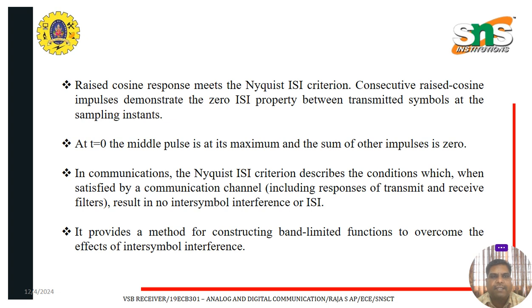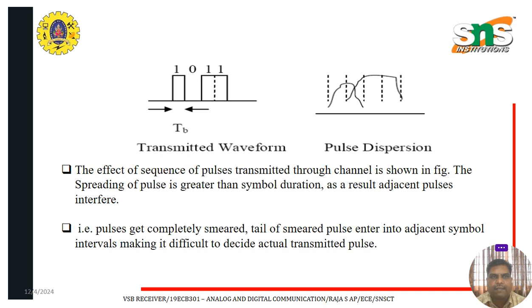Consecutive raised cosine impulses demonstrate the zero ISI property between transmitted symbols at the sampling instant. At time t equal to 0, the middle pulse is at its maximum and the sum of the other pulses is 0. In communications, the Nyquist ISI criterion describes the condition which, when satisfied by a communication channel including the response of transmit and receive filters, results in no intersymbol interference. It provides a method for constructing band limited functions to overcome the effect of intersymbol interference.